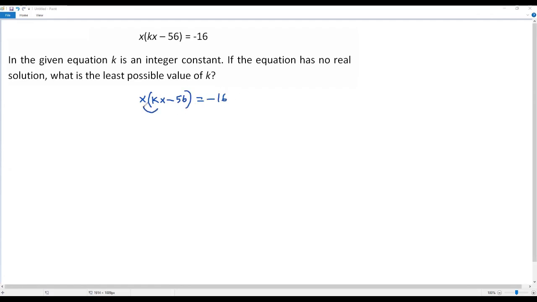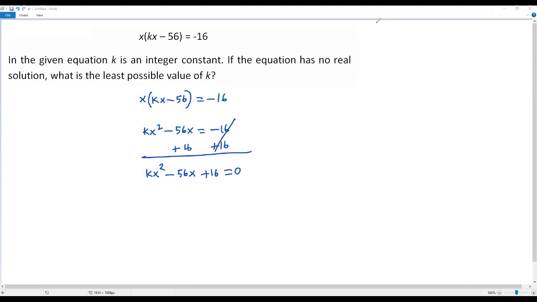Now let me distribute this x to this kx. When I multiply x and kx, I get kx². And when I distribute this x to -56, I get -56x, equals -16. Now let me add 16 to both sides to get the quadratic equation in standard form. The -16 and +16 will cancel out. I get kx² - 56x + 16 = 0.